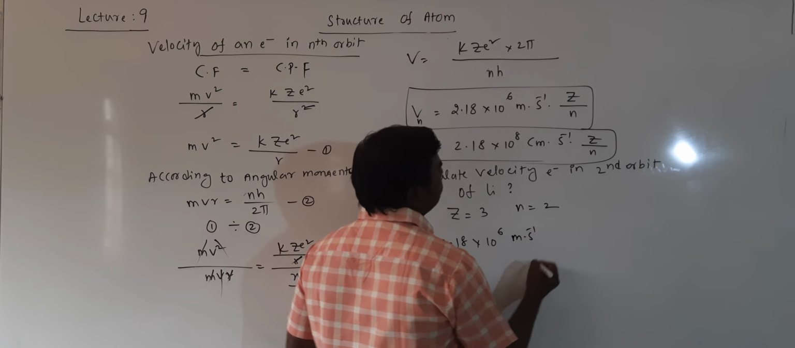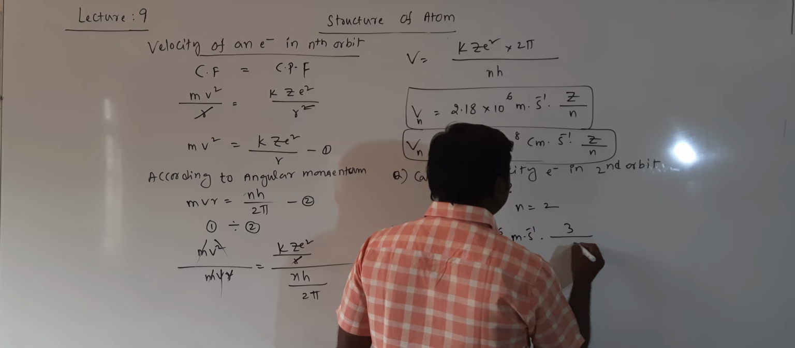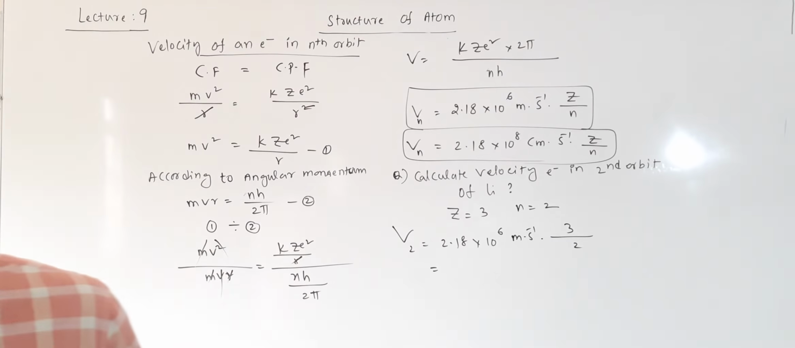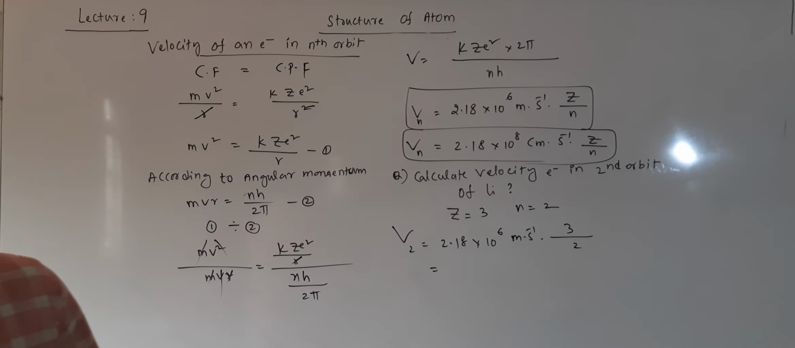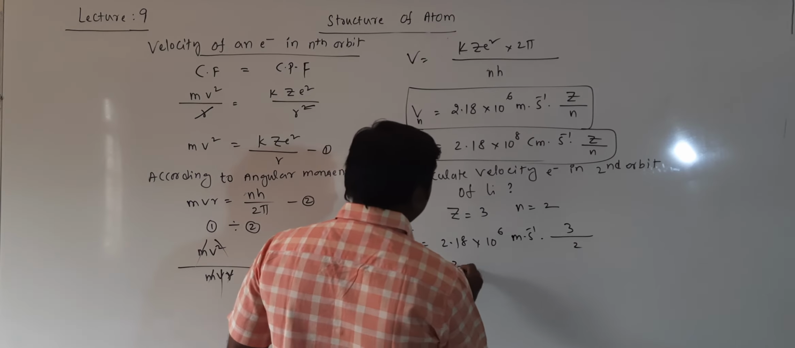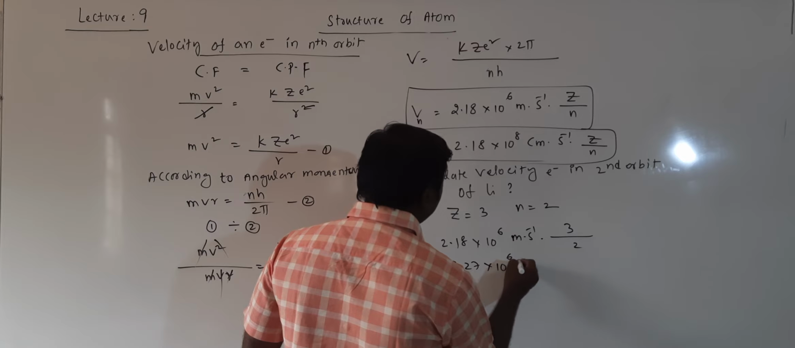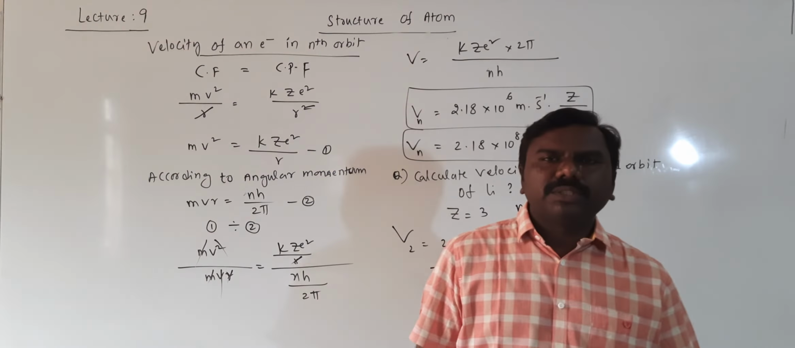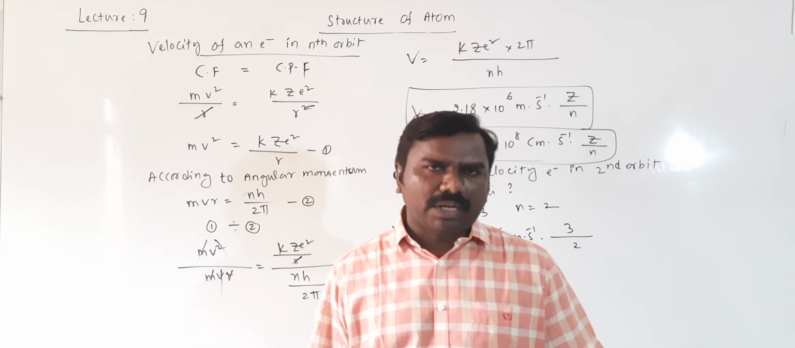Here Z means 3 by 2. By solving this, you will get the answer for the second orbit: 3.27 into 10 to the power of 6 meter per second. So this kind of simple question they are expecting from velocity of electron.